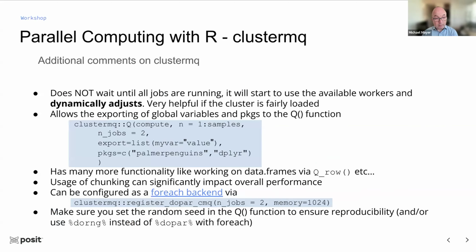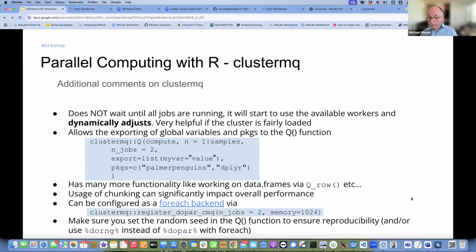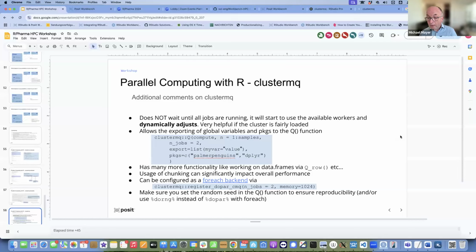Okay, great. So that's that part. Let me just look in the chat window. Yes, Matthias, foreach will still run on multiple nodes. That's precisely the beauty of this foreach backend in ClusterMQ, this ClusterMQ register_dopar. You also see it's running. I'm just specifying n_jobs equals 2, memory equals 1024.